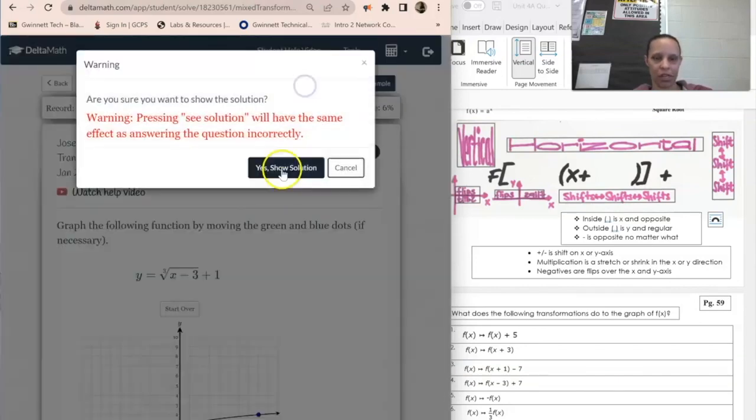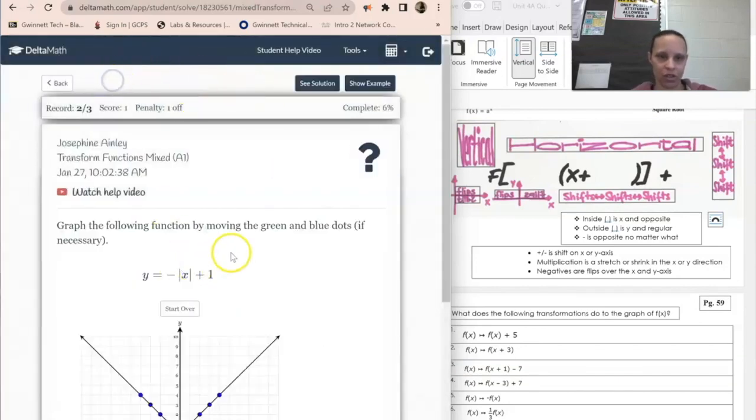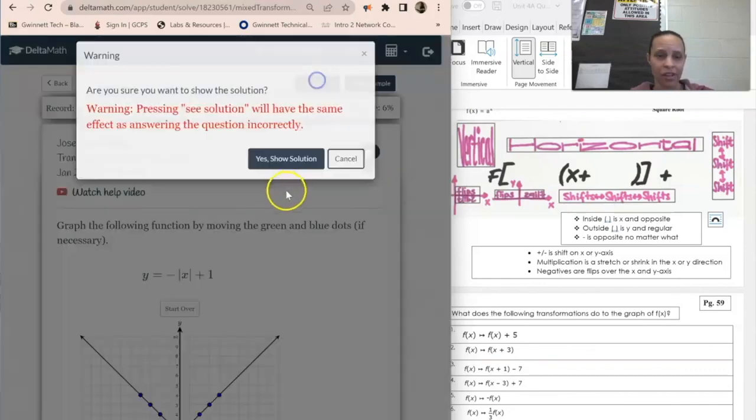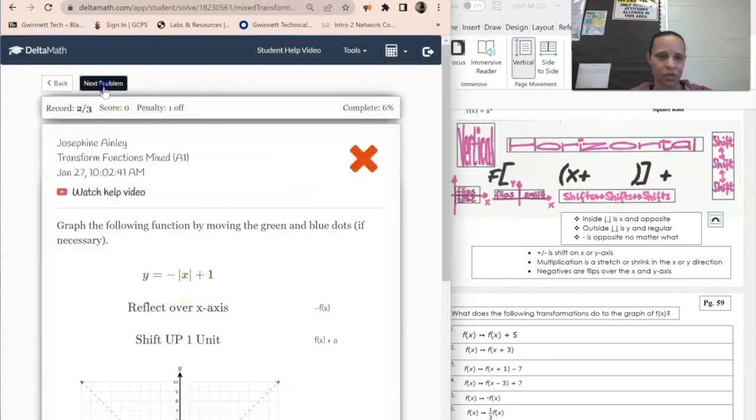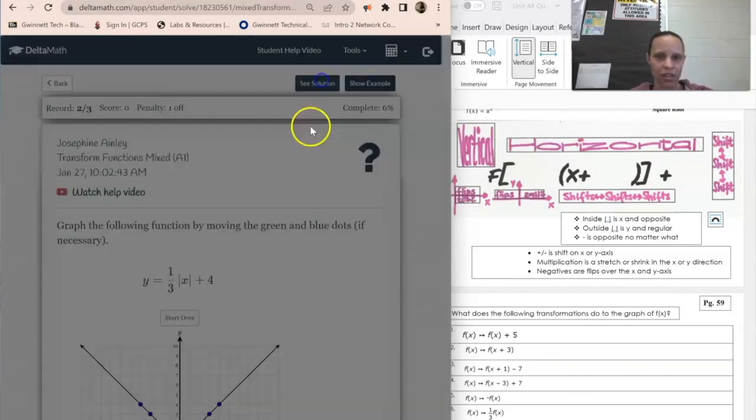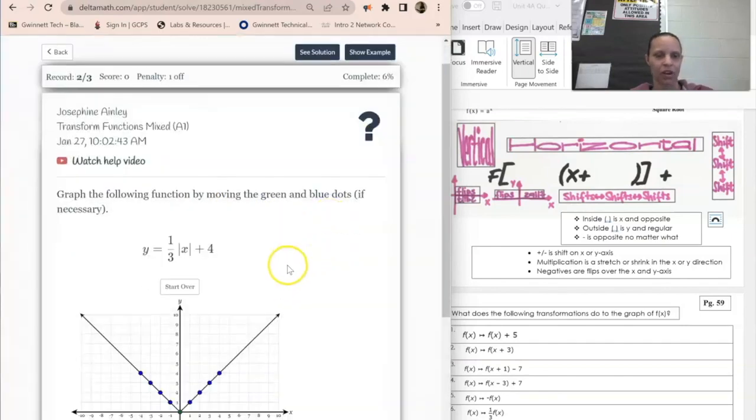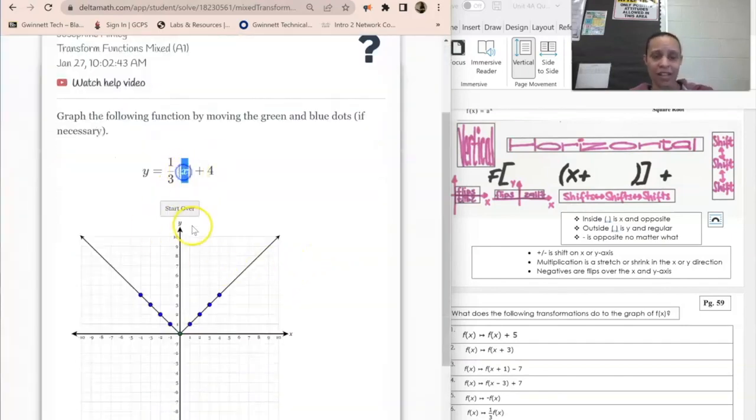All right, I'm going to get the next one wrong just so I can get more questions because I know we need them. All right, as a matter of fact, I'm going to do ones that we haven't done. So we did absolute value, in fact, let's do this one. All right, cool.